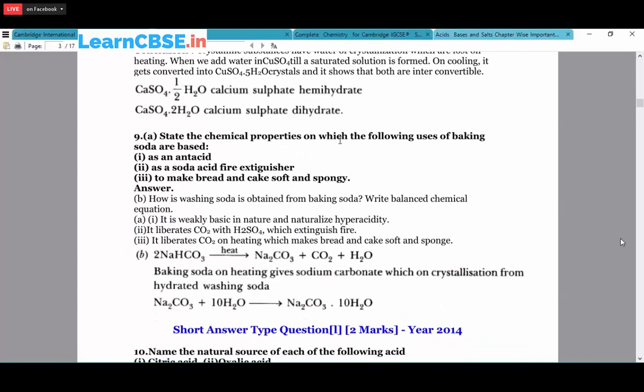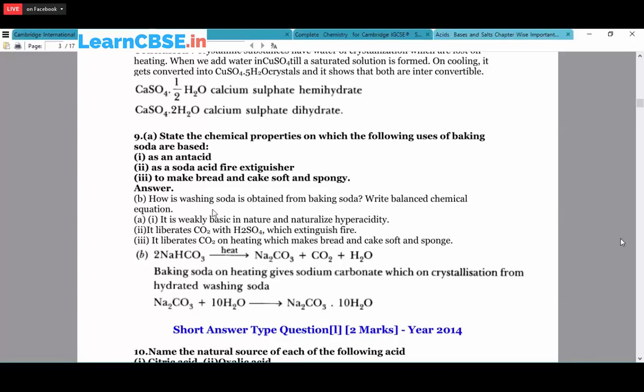State the chemical properties on which the following uses of baking soda are based. As an antacid. Okay. So the antacid is weakly basic in nature, and it neutralizes the hyperacidity. So the excess acid which is present in the stomach is neutralized by the antacid. As in soda acid fire extinguisher, it liberates carbon dioxide gas when it reacts with the H2SO4 sulfuric acid, which extinguishes the fire. To make the bread and the cake soft and spongy, because it liberates carbon dioxide on heating, which makes the bread and the cake soft and spongy.